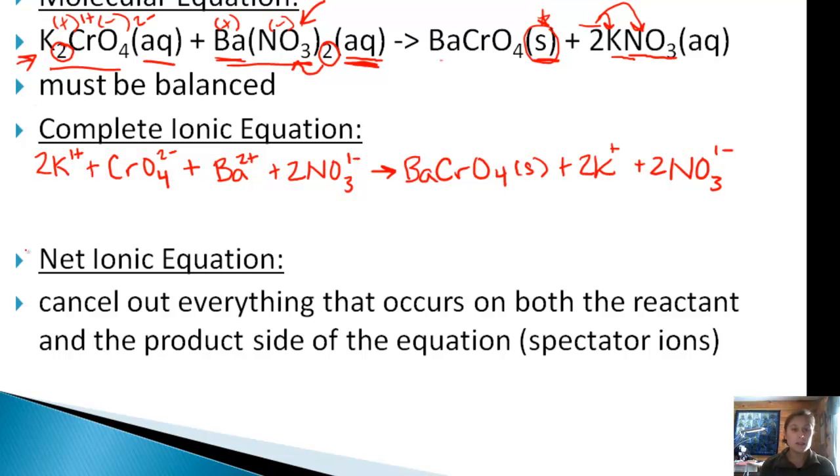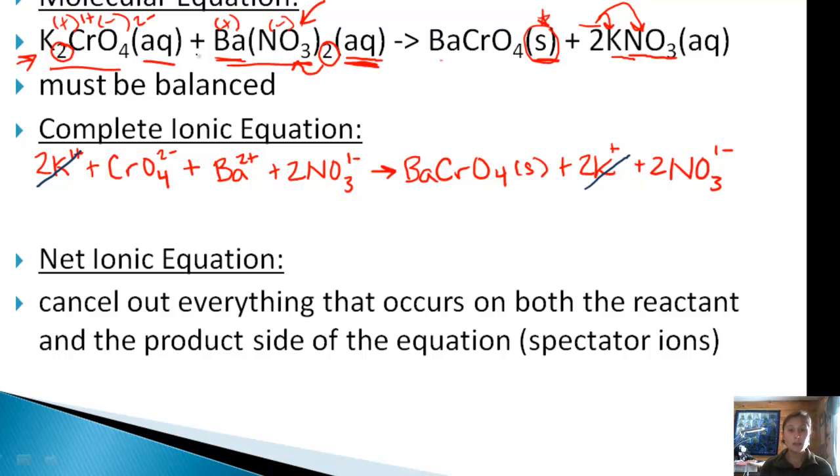Okay, so if we go back up into the complete ionic equation, see if you can see anything that's exactly the same on both sides of the reaction. Hopefully what you've identified is that we have 2 potassium ions on the reactant side and 2 on the product side. So we're just going to draw a line through those. Those would be spectator ions. Nothing really happened to them when they went from reactant to product.